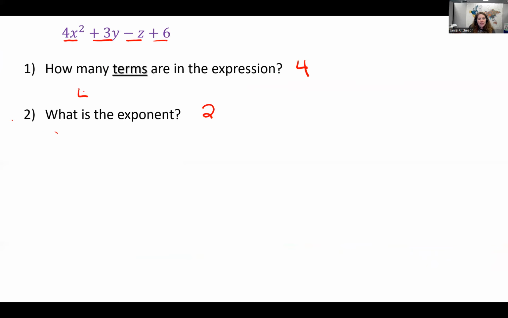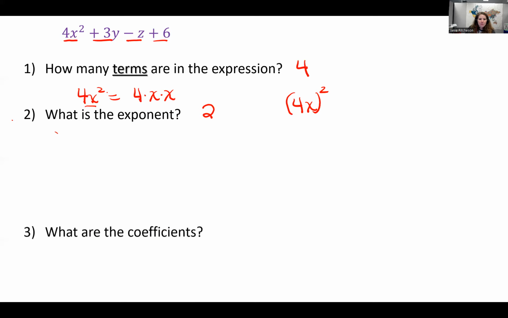And 4x squared means 4 times x times x. It doesn't mean 4x times 4x. If it was (4x) squared like this, it would mean 4x times 4x. But the way this is written, only the x is being squared.